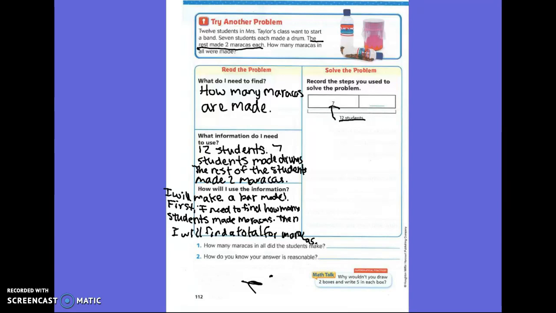Xander? Your hand was up. Did you listen to the question? Hey, third grade, wake up. Cooper shouldn't be the only one answering all the questions here. Neither should Aubrey. Listen, there are 12 students, right, third grade? Yes. 7 of them made drums. So how many students had to make maracas to equal 12? 7 and another number equals 12. What is that other number? Everybody. 5. Thank you. Write that down.